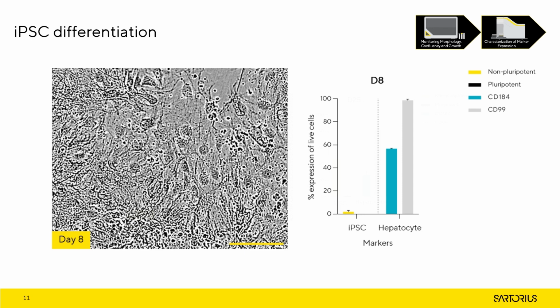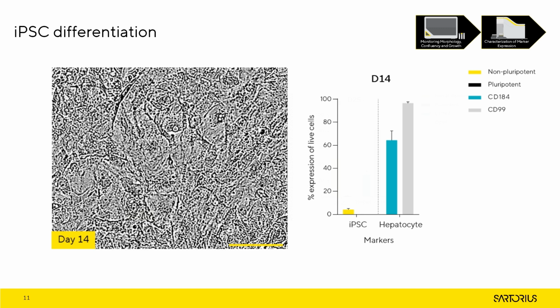By day 8, the hepatic endoderm stage, the cells have further diverged from their original iPSC morphology, becoming more confluent and spreading across the plate even more than on day 4. Marker analysis shows CD99 approaching 100% expression, while CD184 drops to below 60%, indicating a reduction of the definitive endoderm phenotype. Pluripotent marker expression is undetectable, while non-pluripotent marker expression is very low.